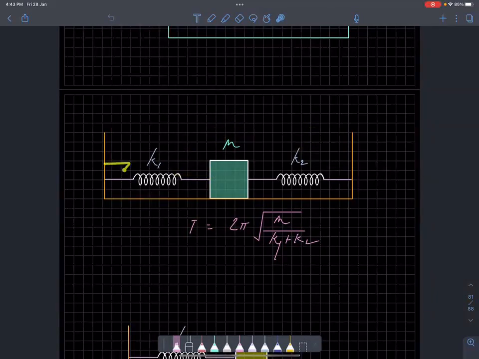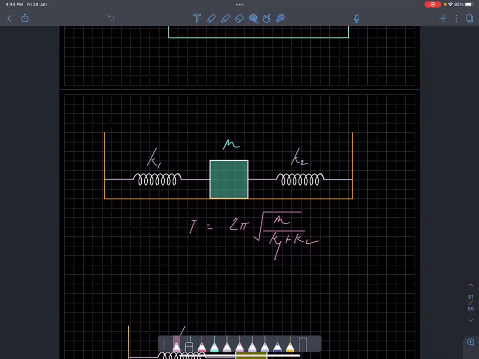Even if they are in parallel, if they are on the same side, both will push by the same force. Here, one is pulling and one is pushing by the same force. But because both are in the same direction, the forces just add up. Basically, overall K will become K1 plus K2. So that's why the time period is 2 pi under root M by K1 plus K2. So effective K is K1 plus K2.